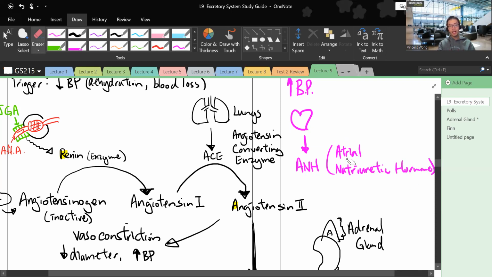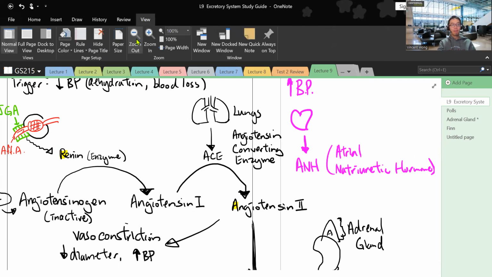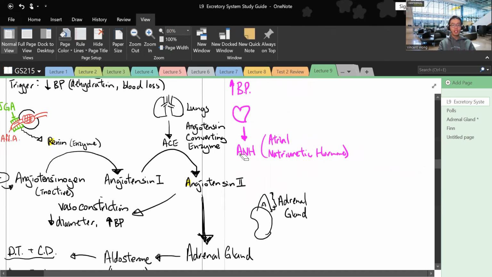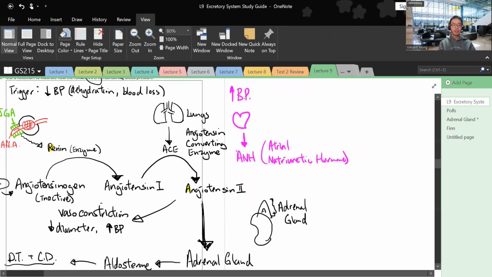Okay. Atrial means the atrium of the heart. Natri is like natrium, which is sodium. Uretic means to pee it out. So this is a hormone that is secreted from the atrium of the heart, and it's gonna make you pee a lot of sodium. Okay, that's basically what it means. Okay, ANH. So when the body secretes ANH, a couple of things happen.